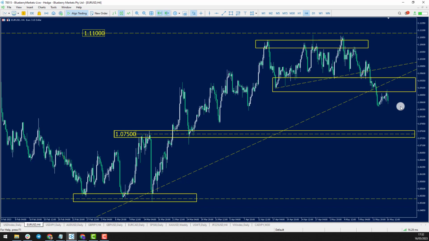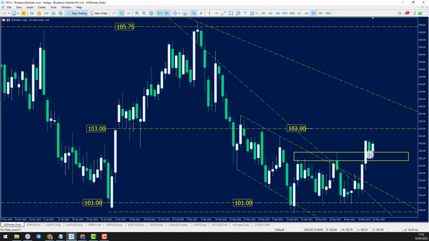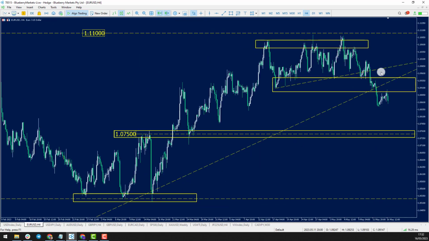Starting to see the US dollar being favoured here, and if the US dollar index is going to continue towards 103 or even 105.75, then I imagine euro dollar will be trading back down at this 1.0750 handle.